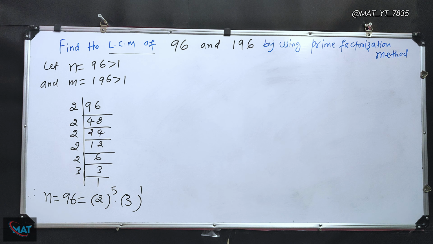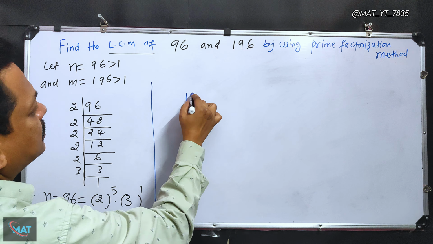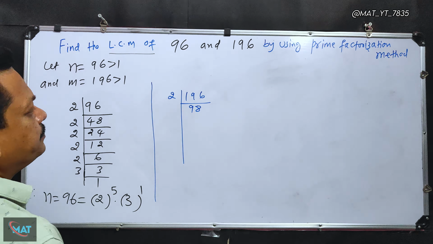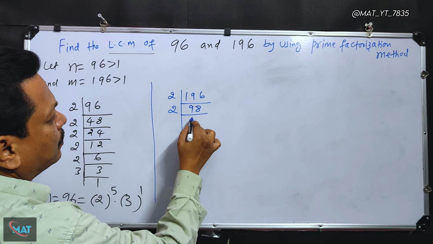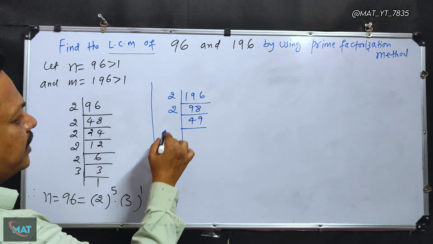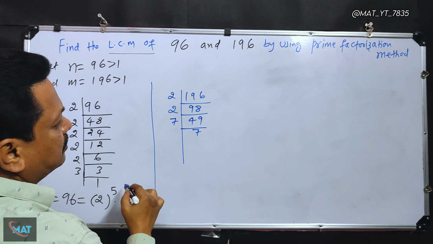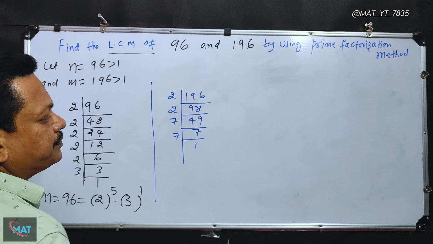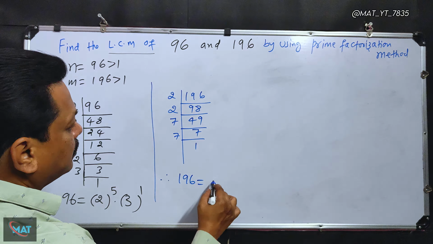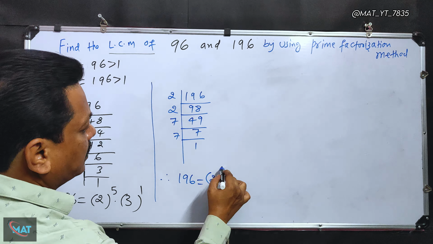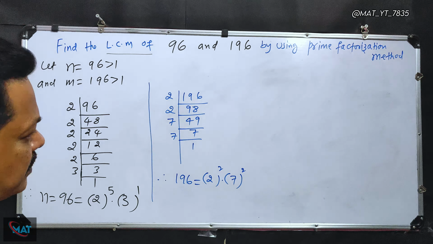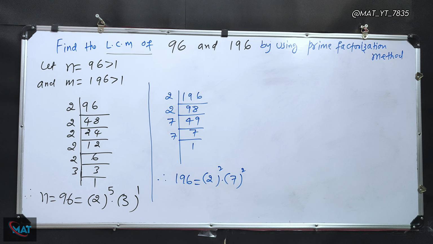Next, I'll take 196. With 2, you can try 2 nines are 18, 2 eights are 16. Again with 2, it will go 98, 49. 3 won't go. Right, 7 we can take. 5 won't go. 7 sevens are 49. 7 ones. That's all. So how do you write 196? That is equal to 2, a prime number, it appears 2 times, into 7, a prime number, it appears 2 times. So we expressed 196 and 96 as prime powers.